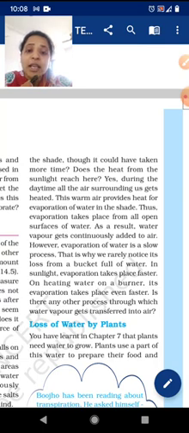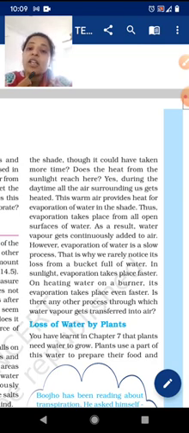Yes, during the daytime all the air surrounding us gets heated. Yes, that's true. In the daytime, in the presence of the sunlight, the air around us is also heated. The warm air supplies heat for the evaporation of the water in the shade. Thus the evaporation takes place from all open surfaces of water.